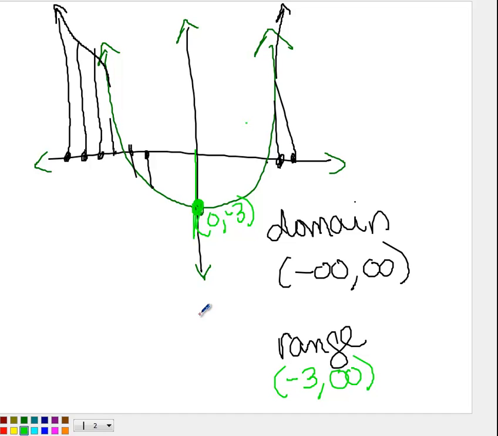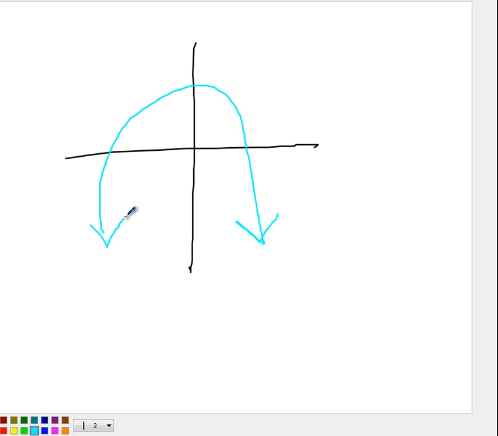So with U-shaped graphs, you usually have a domain of negative infinity to infinity. The range is the lowest point all the way out into infinity. Now, if you had an upside down graph, let's say this point here is (0, 4). Once again, your domain is going to be from negative infinity to infinity.